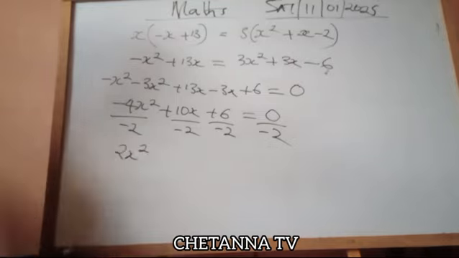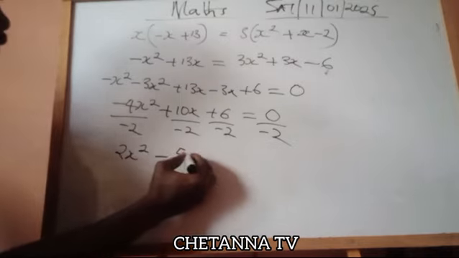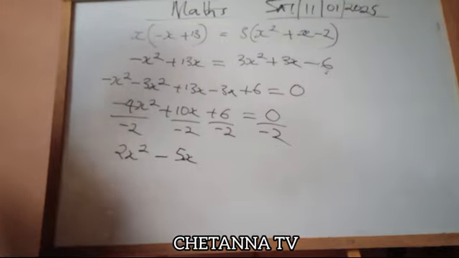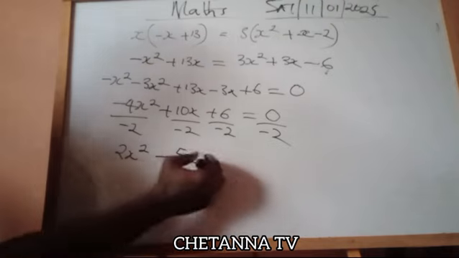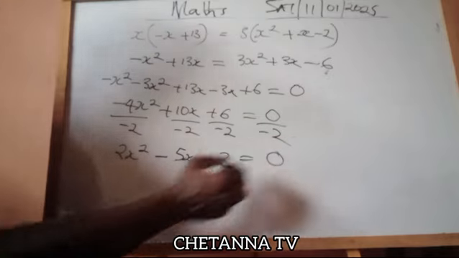What of these two? Minus 5x. Okay? Good. Minus what? 5x. Plus 6 divided by minus 2 is what? Minus 3. Good. Minus what? 3. Of course, this one is what? 0.